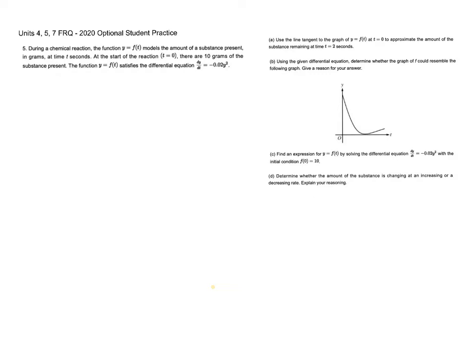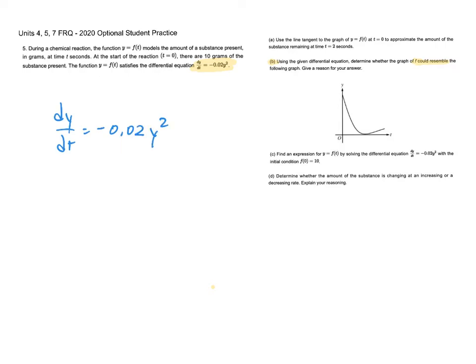Letter B asks, using the given differential equation, remember that's this one right here, negative 0.02 times y squared, determine whether the graph of f could resemble the following graph. And we're going to give our reasons. So in letter B, we need to see if this graph could resemble the graph of f. Now remember, we don't actually have the function f explicitly defined for us, at least not yet. But what we do know is that the derivative, dy over dt, can be found by this function.